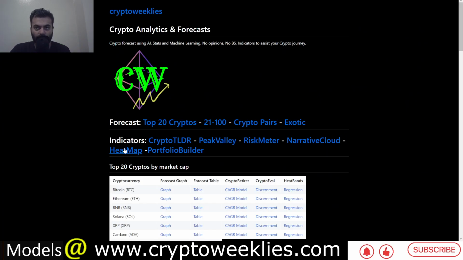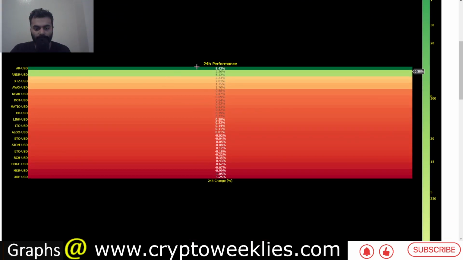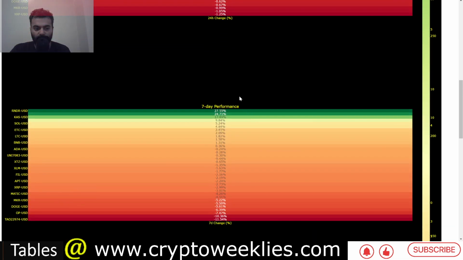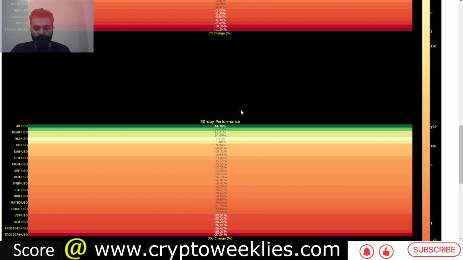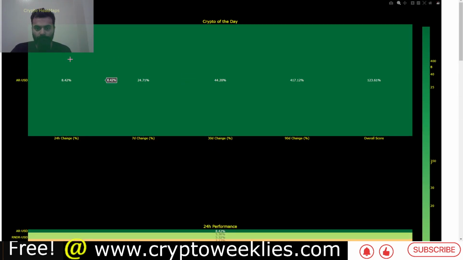In terms of the heat map, the indicators, this is overall 24 hours worth of performance. Top performers are again Arweave. Then over the 7 days, Render has been crushing it, and over the last 30 days, Arweave is the top performer. And again, over the last 90 days, it's the same story. It also provides the crypto of the day.